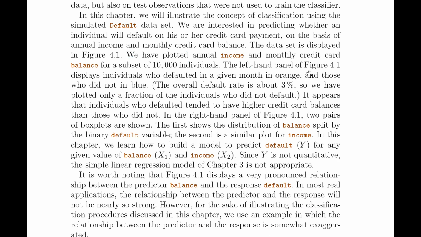The left-hand panel of figure 4.1 displays individuals who defaulted in a given month in orange and those who did not.